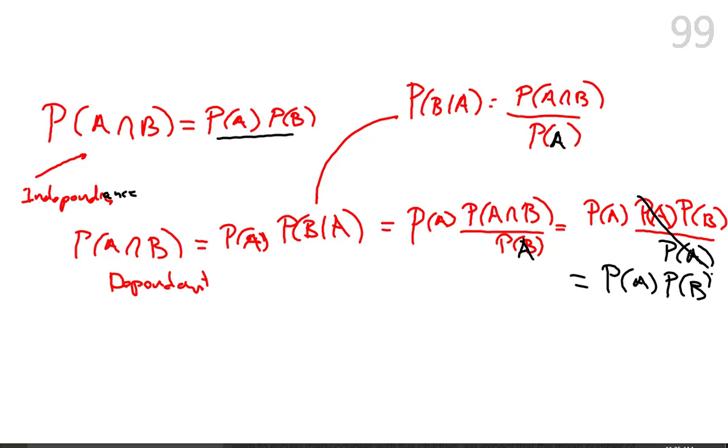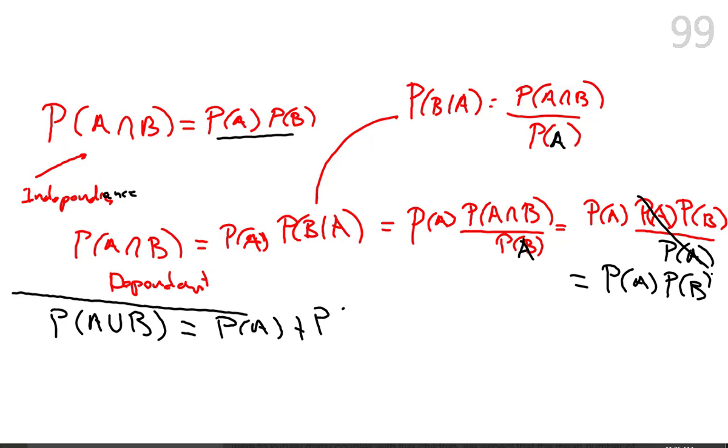What is the analogy? The analogy of the one we just did previously was the probability of A or B, right? And that was equal to the probability of A plus the probability of B, minus the probability of their intersection. And that's from up here. See the intersection? The probability of A and B.